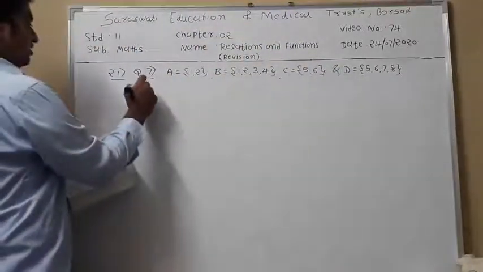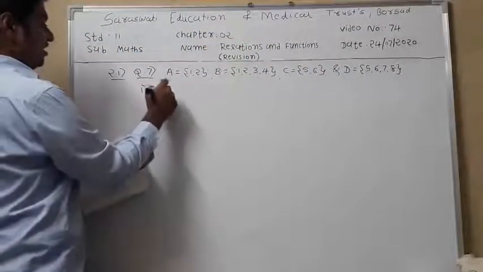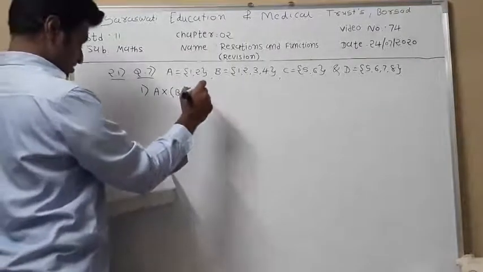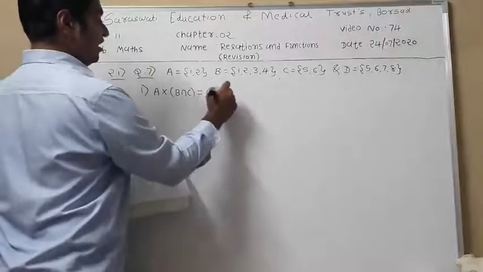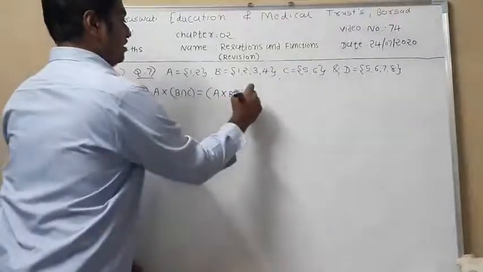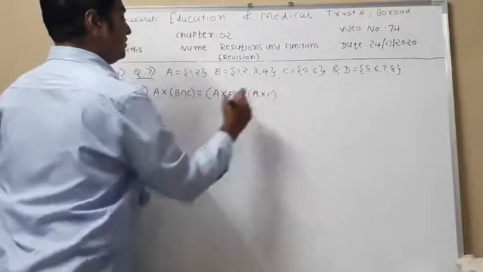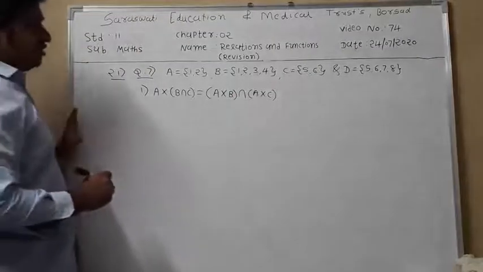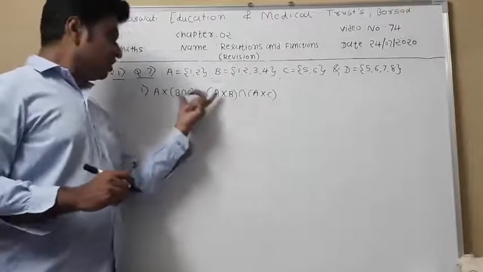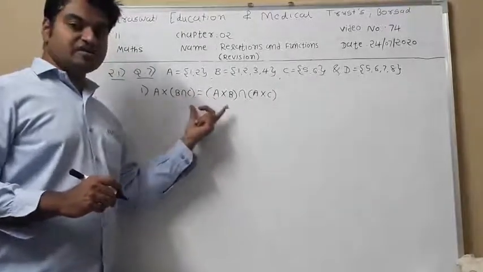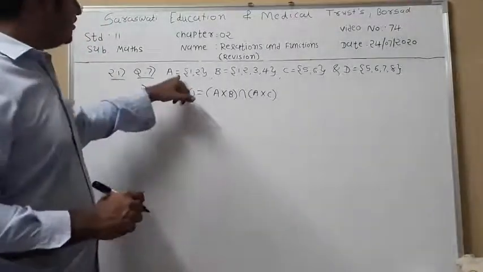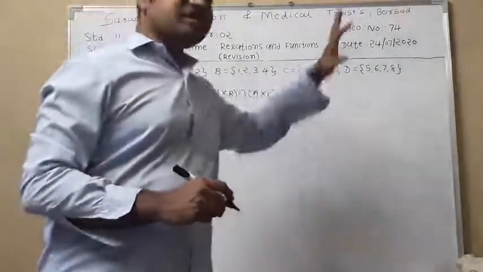Now, the first condition: verify that A × (B ∩ C) = (A × B) ∩ (A × C). First of all simplify the LHS, after that simplify the RHS. If both the LHS and RHS are equal, we can prove this condition. Here four sets are present: set A, set B, set C and set D.